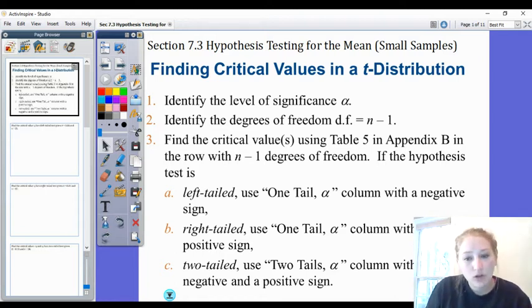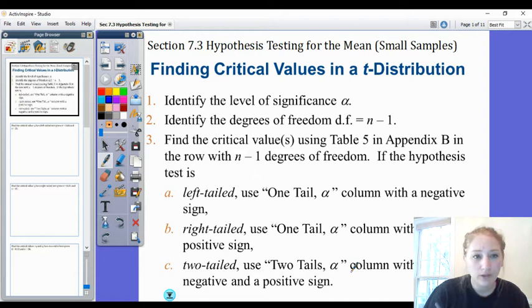Okay, so we have been working with large samples, but as you guys know, it's not always practical to collect a large sample. So sometimes our samples are below 30, and when we have a sample below 30, we're going to use the t-distribution instead of the z.